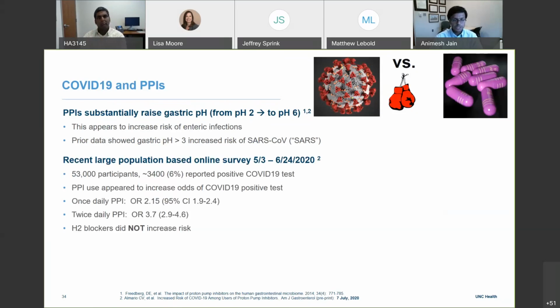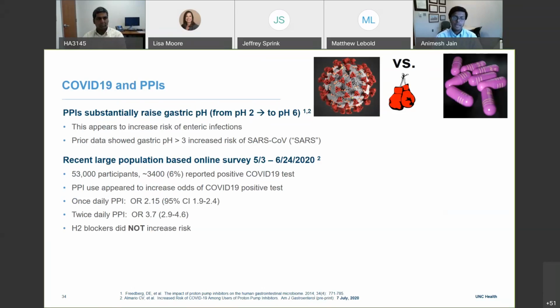So this data just came out, again, 2 weeks ago in one of the large GI journals. This was a large population-based online survey conducted from early March to late June. They had 53,000 participants in this large US-wide population survey, and they found about 6% of the cohort reported being tested positive for COVID-19. This is by patient report. And they also had data on various medications, including PPI use. And they did a multivariable regression analysis.